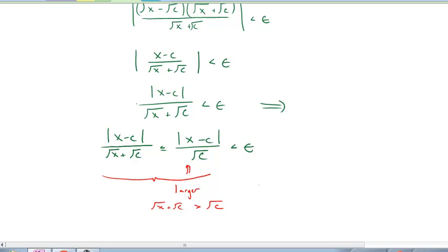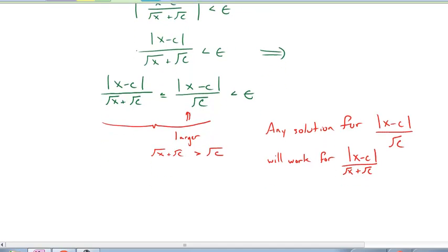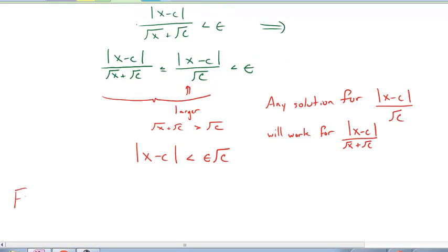Therefore, any solution that I get for x minus c over root c will work for x minus c over root x plus root c. Because as long as I'm picking values for delta, right, that cause the expression to be less than epsilon, if those values of delta work for a larger expression, they're going to work for the smaller expression, the one that's less than it as well. So that preliminary analysis ends with x minus c being less than epsilon times root c. Okay, so then we're ready for the formal proof itself.